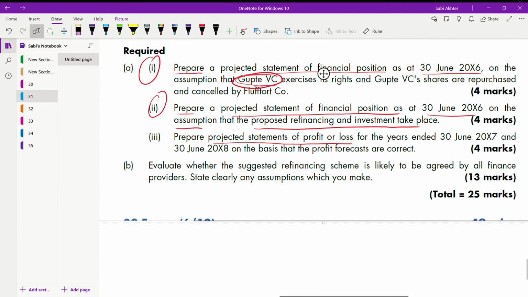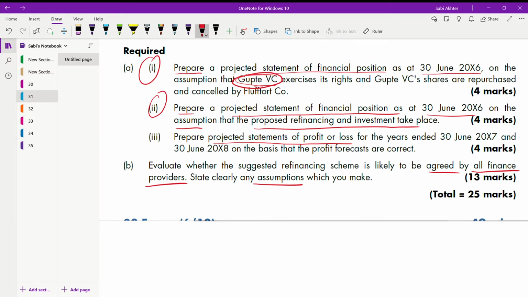Next, coming to B, evaluate whether the suggested refinancing scheme is likely to be agreed by all finance providers. Whether it will be agreed, this is a common question, a key question. Agreed by all finance providers means you have to show the impact on the finance providers first. You have to show the impact, then only you can tell. If the impact is good, of course they will be happy to accept. If it's not good, they might renegotiate the terms or try to change. State clearly any assumptions. Assumptions here are also very important. In reconstruction and reorganizations also there are assumptions.